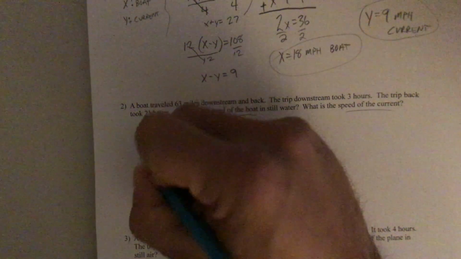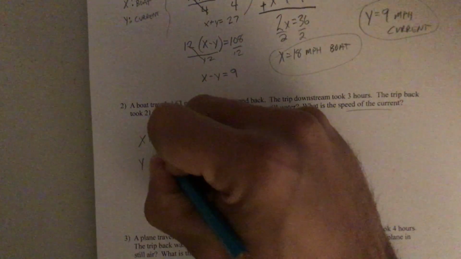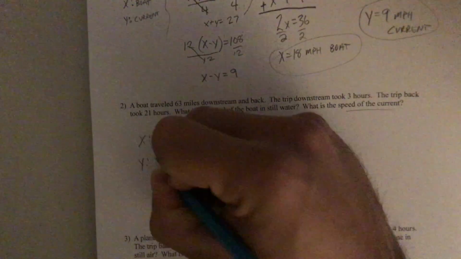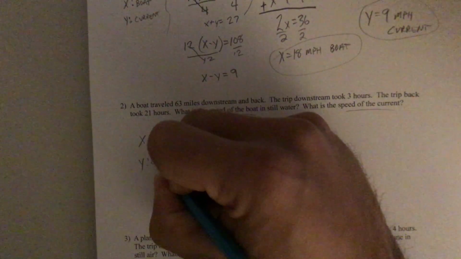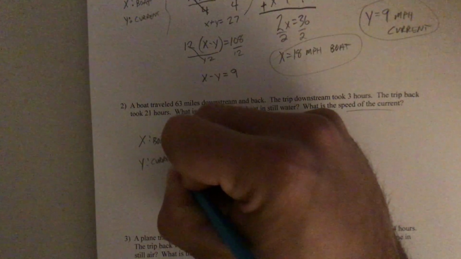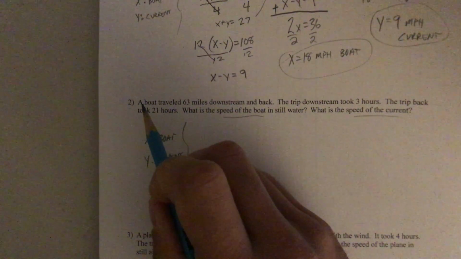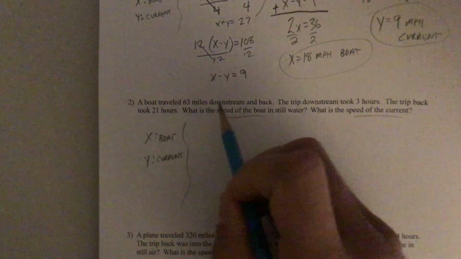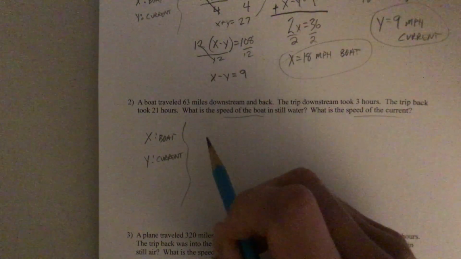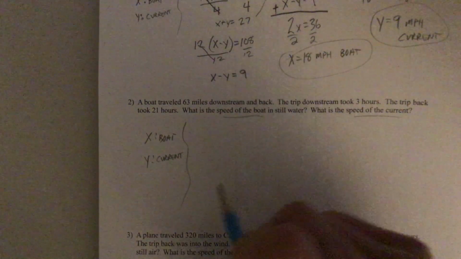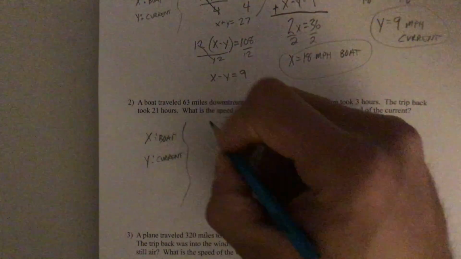Still going to declare, x is my boat. Y is my current. Okay. It's the setup that's hard, so I'm going to slow down a moment here. A boat traveled 63 miles downstream and back. So with the current, 63 miles. Against the current, 63 miles.